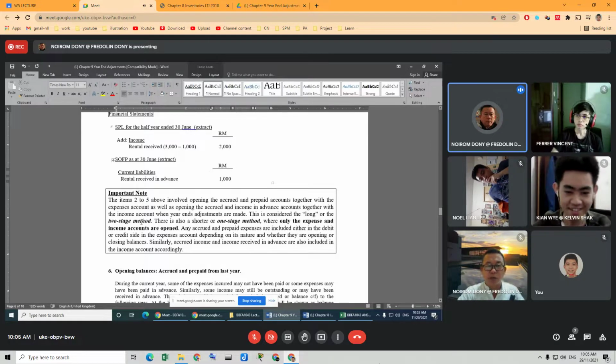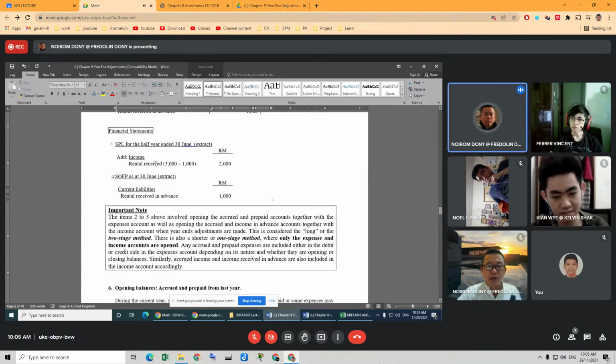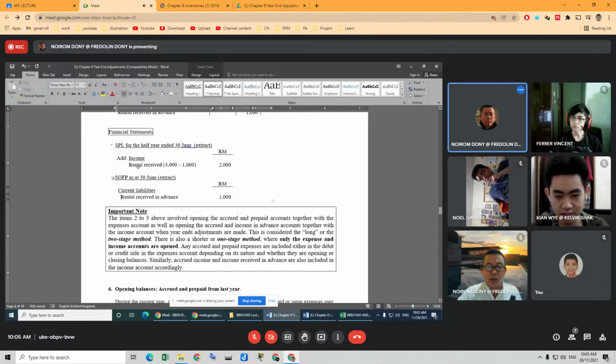Why do we call it the two-stage method? Because we have two accounts involved. One is, like this one, the rental receipt account, and the other one is rental receipt in advance. So these are two accounts, so two-stage method.